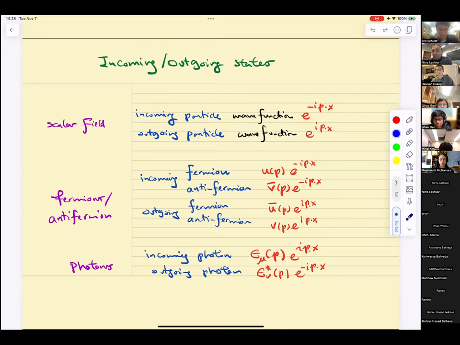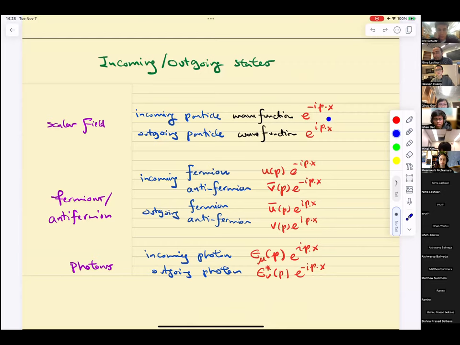So let's first discuss the incoming and outgoing particles. These are asymptotic states. If you have a scalar field, the incoming particle is a wave function e to the minus i p dot x. So these are four-momenta.